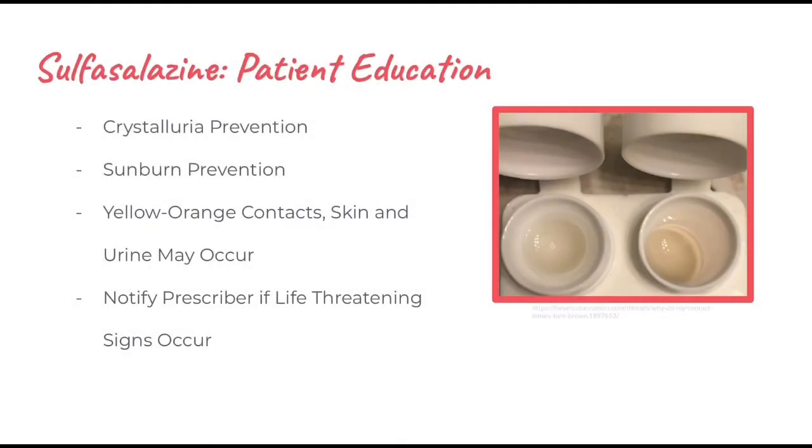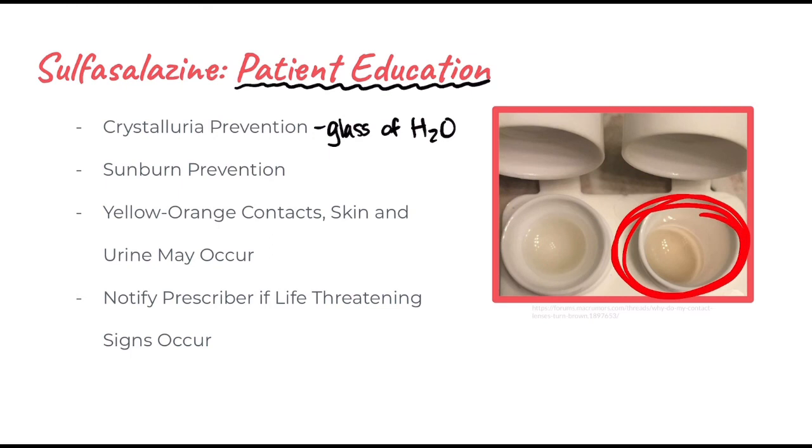Lastly, some patient education may be required in order for the patient to receive optimal effects. To prevent crystals in the urine, the patient is advised to take the tablet with a full glass of water. It is possible the patient will develop burns while exposed to sunlight. That being said, they should be informed to avoid sunlight or wear sunscreen. It is also important to let the patient know that they may develop a yellow-orange color in their urine, contact lenses, or skin, but this is nothing to be worried about.